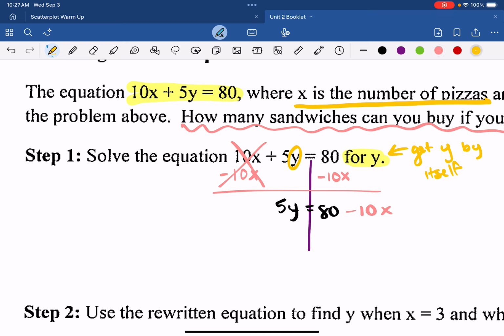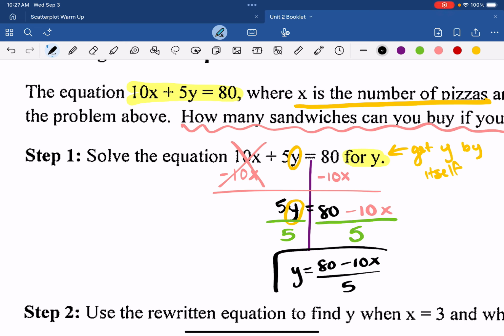Okay, let's circle our variable we're getting by itself again. We're getting the y by itself. So now I'm going to divide 5 to both sides. Notice on the other side I'm dividing everything by 5. Okay? Dividing everything by 5, not just the 80, not just the 10. So now to simplify this, you could either leave it 80 minus 10x over 5. You could leave it that way.